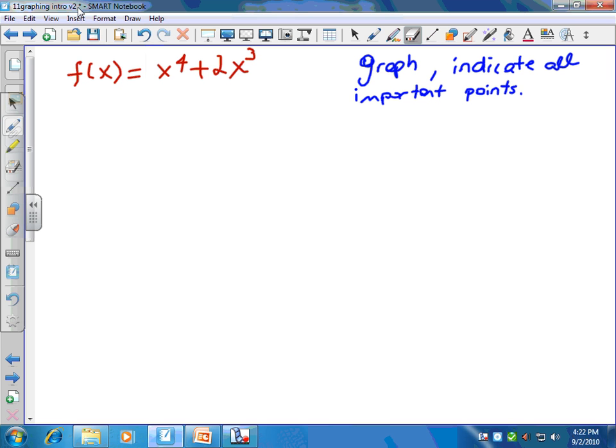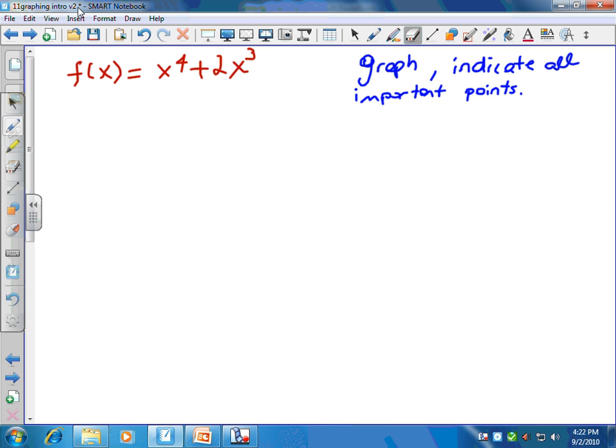So let's take a look at this example. f of x equals x to the 4 plus 2x cubed. So it's a polynomial of fourth degree. Again, techniques of algebra might have been very restricted to graph this function. We're going to graph it and indicate all important points, including maximums, minimums, inflection points, and also we want to indicate the intervals of concave up, down, increasing, and decreasing. So everything we can possibly tell about this function, that's what we want to do here.